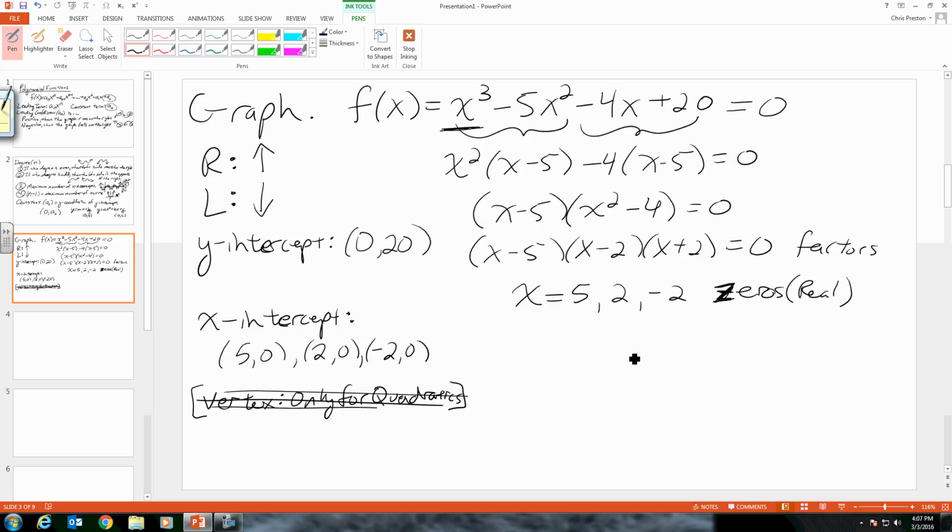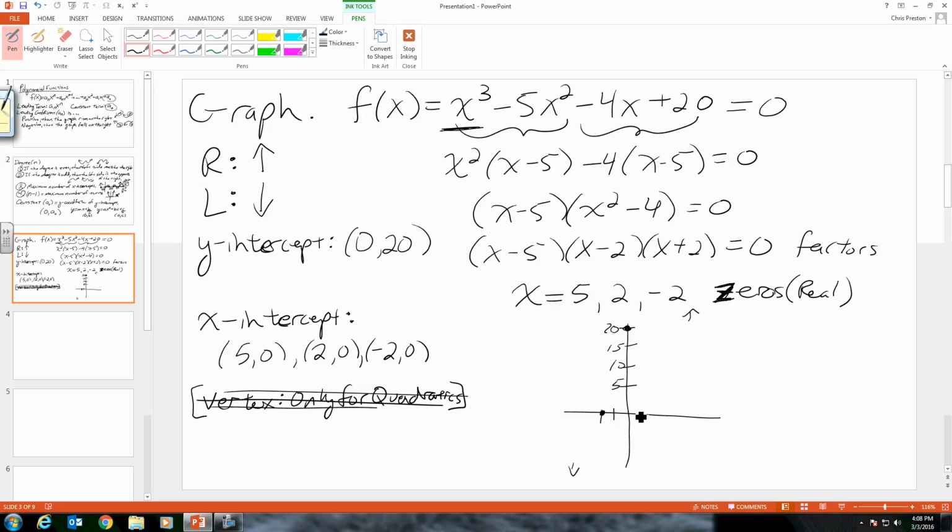Now with these, I could draw a picture of this graph. So let's say I have a y-intercept. Oh, let's back that up. Got the really high y-intercept. So I'm going to count this by 5, 10, 15, 20. There's a y-intercept at (0, 20). What do I know? I know it's going up over here, down over here. I have something over here.